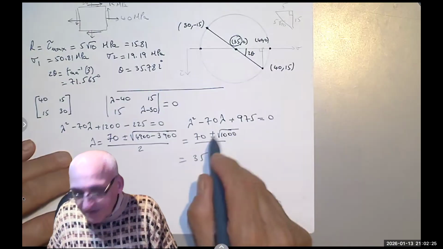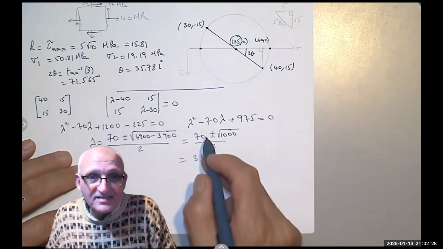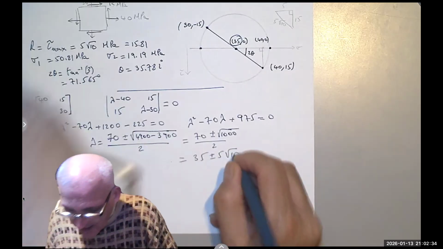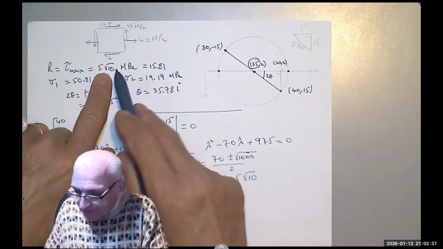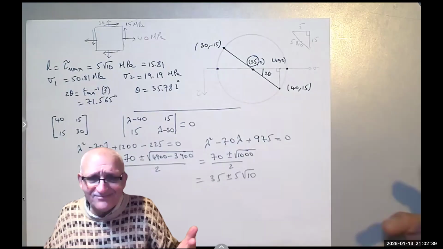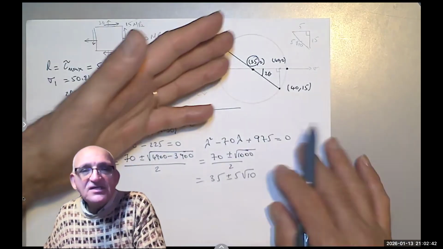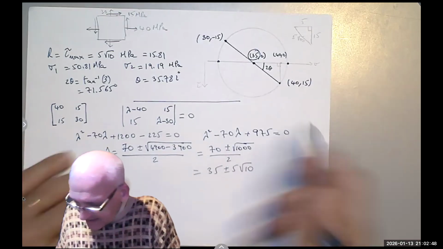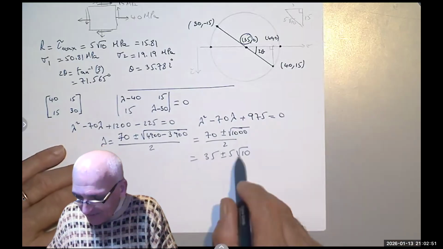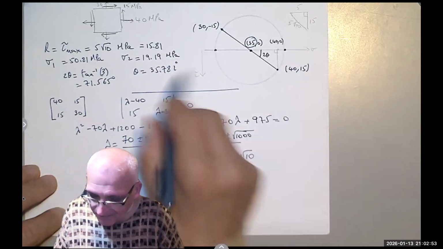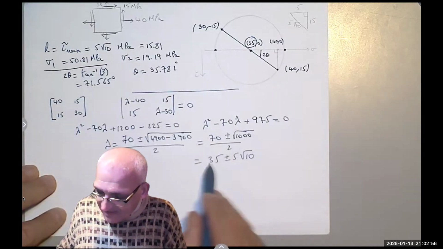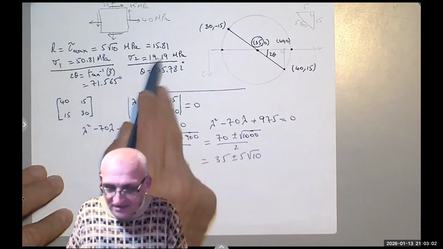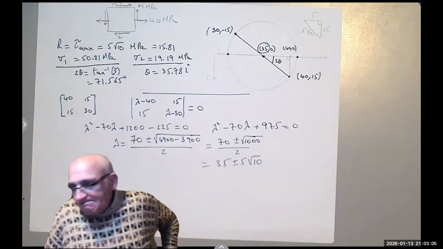If I take out 100, it goes out as 10. And then you divide by 2, so you get 5. So plus or minus 5 root 10. Plus 5 root 10 will give you this, minus 5 root 10 will give you that. Exactly the same. I would claim that Mohr circle is faster. But you get exactly the same result: 35 plus 5 root 10 is this value, and 35 minus 5 root 10 is that value, because we added 5 root 10 and we subtracted 5 root 10. See how easy it is.